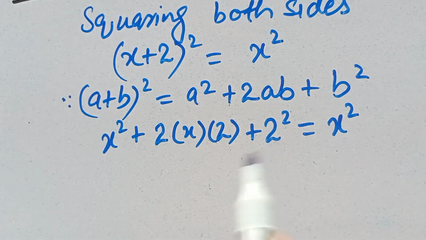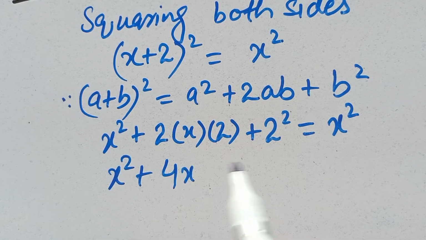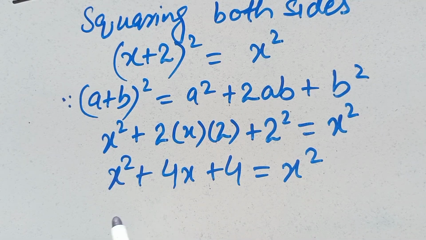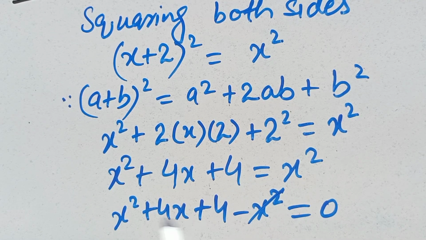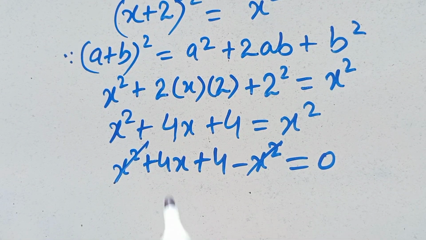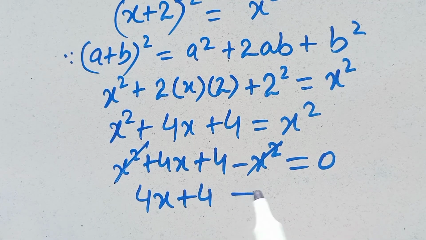Further simplifying it, we can write x square plus 4x, 2 into 2 is 4x, plus 2 square equals 4, equals x square. Now shifting x square to the left side, that is x square plus 4x plus 4 becomes minus x square equals 0. Positive x square and negative x square cancel out. We are left with 4x plus 4 equals 0.